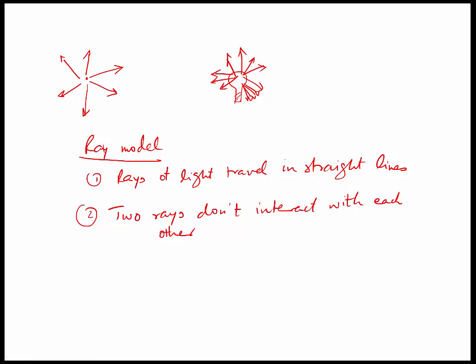Waves spread out, rays of light travel in straight lines. Waves, when they meet at a point, will interfere with each other. Rays of light do not interfere with each other. And the third thing we said is there is no shortage of rays. So if I have a light source, it can have pretty much infinite rays going in every direction that we want. So this model is useful in describing things like shadows.